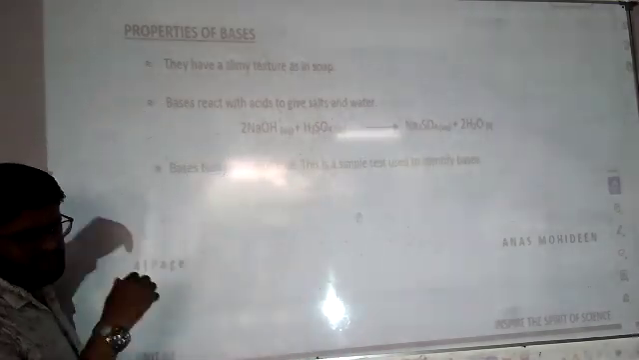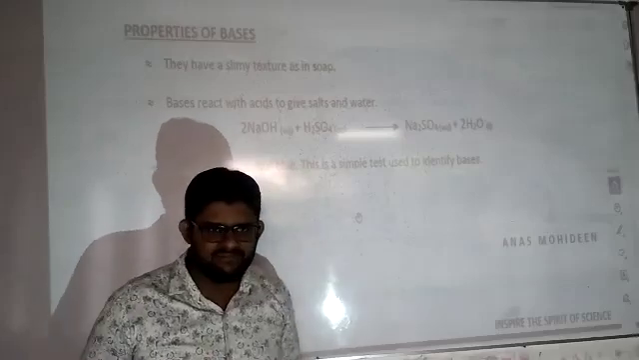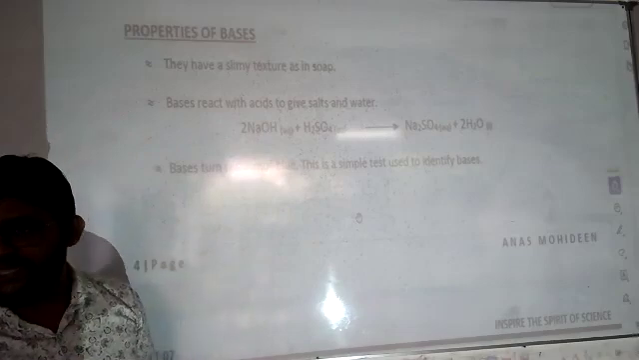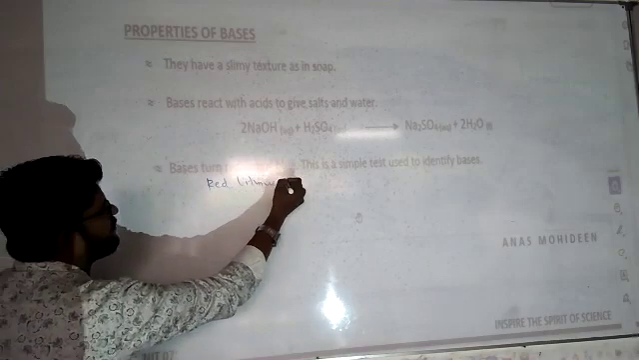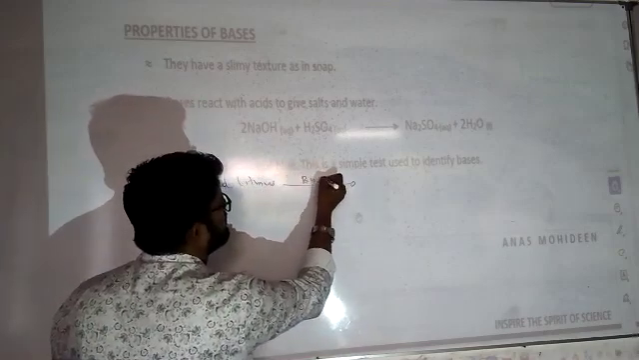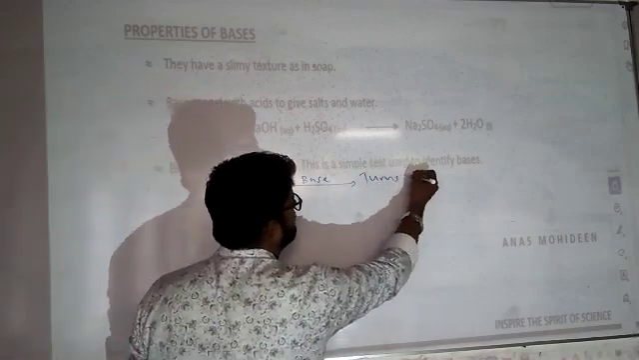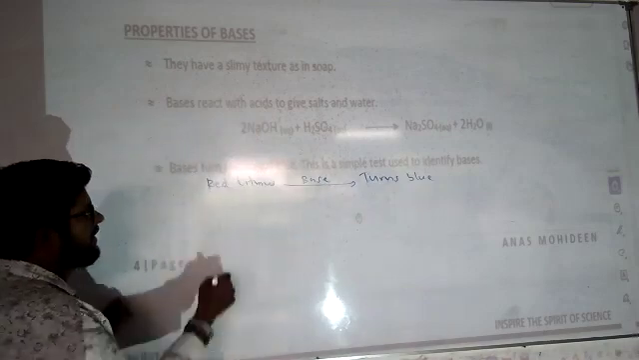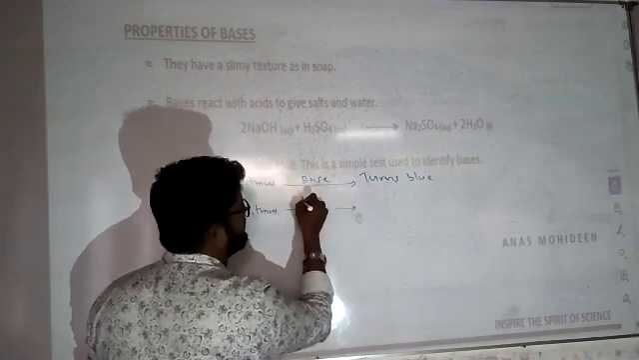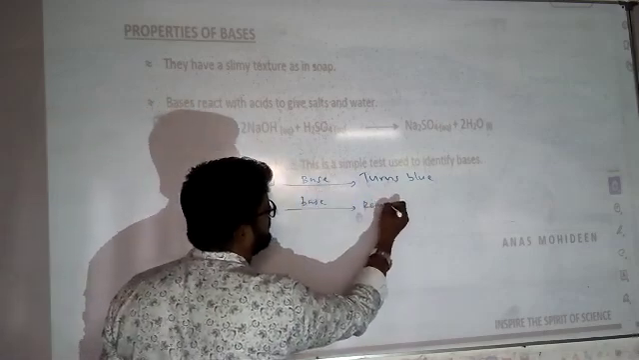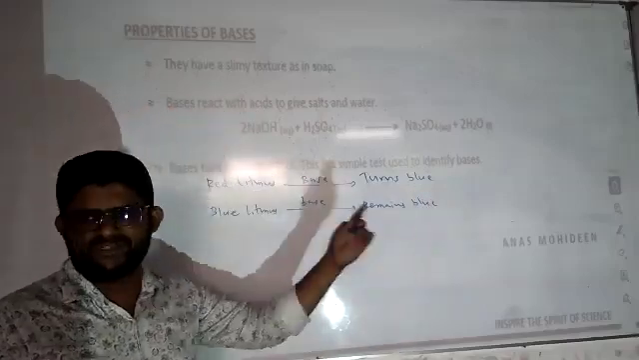And litmus papers, when you are taking indicator litmus papers, acidic color is red, basic color is blue. Let's say you put a red litmus into a base, it turns blue. But a blue litmus you put in a base, it remains blue. That means when the liquid is rising up, it gives the color blue.